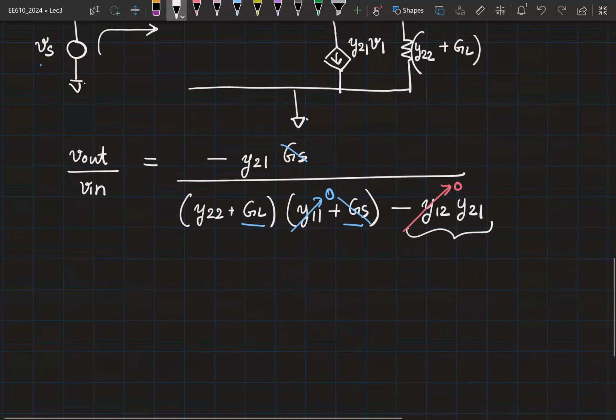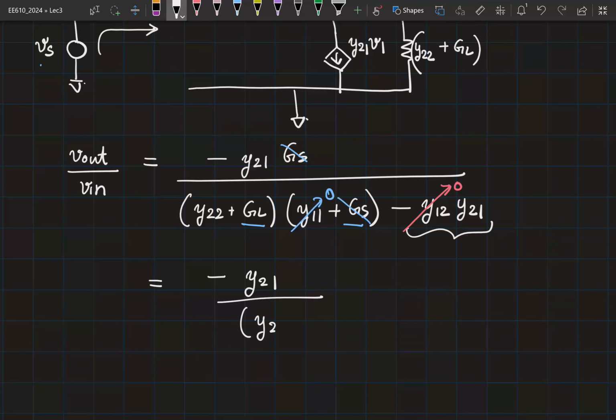Okay. So, how does my equation look now? So, this becomes minus Y21 divided by Y22 plus GL. Now, what should I do to Y22? Y22 also 0. Why?